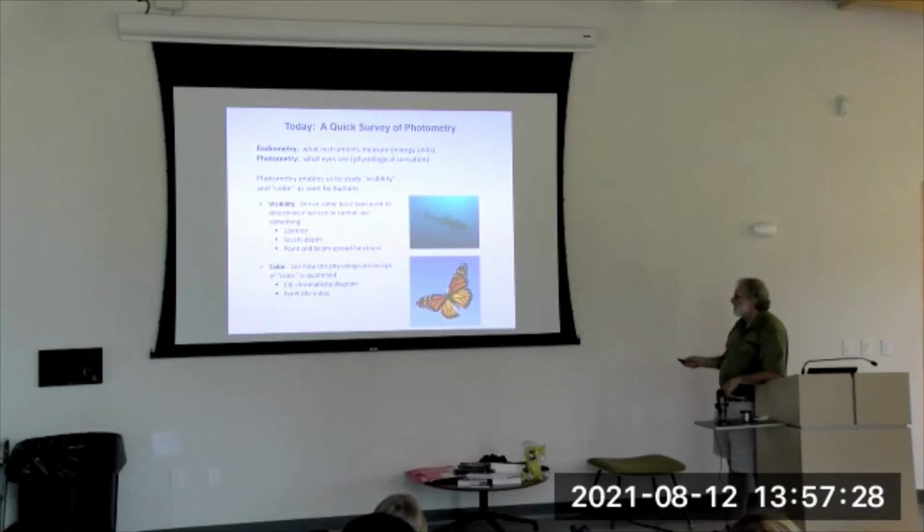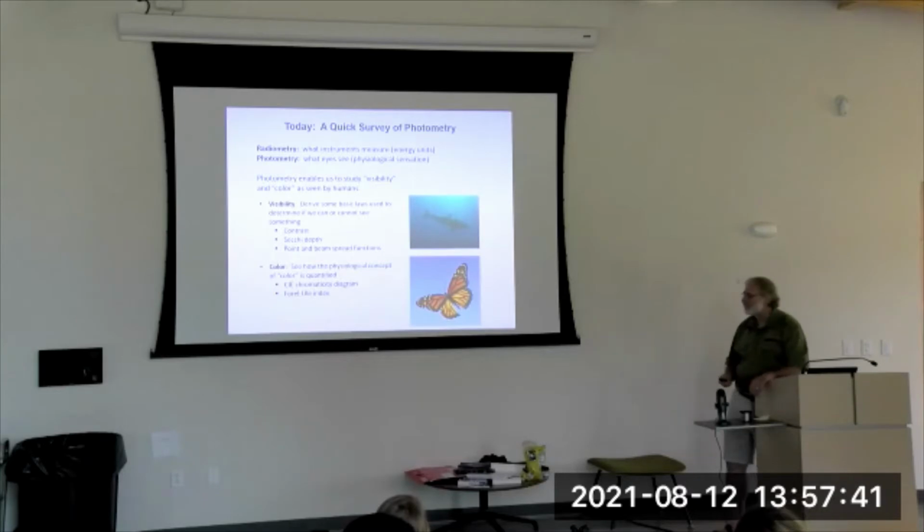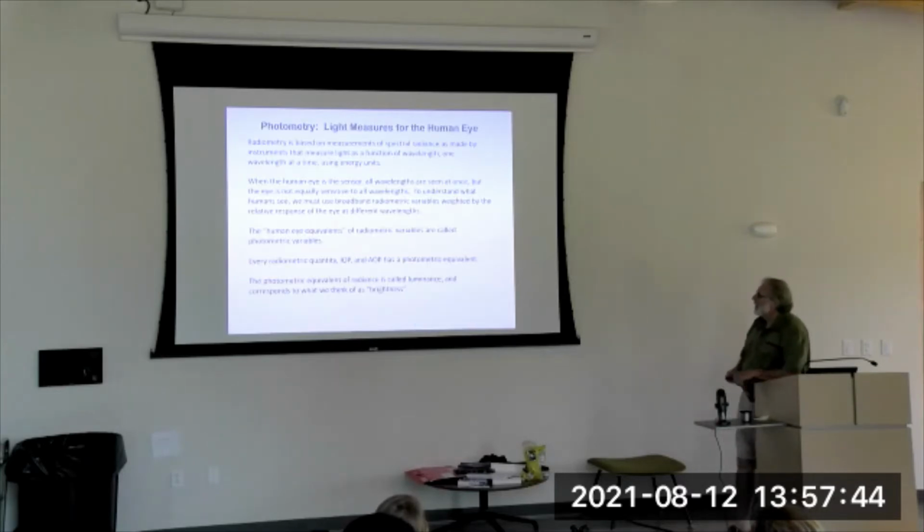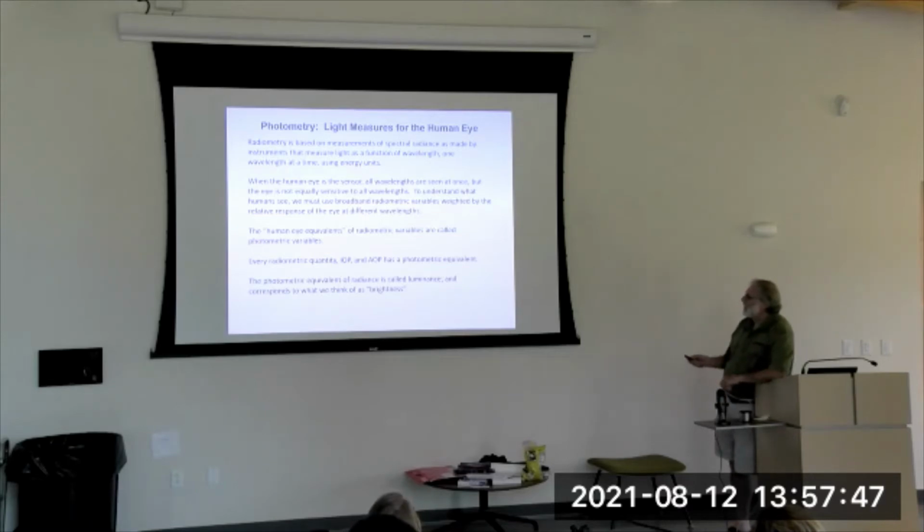So there's the real world with color, and there's nothing a radiometer is going to do very well that will tell you what a butterfly looks like. And there's something about visibility, you see this thing or you don't. As I said, when the human eye is the sensor, you're seeing all the wavelengths at once, but your eye is not equally sensitive to all wavelengths. And so we have to come up with these human eye equivalents of radiometric variables and IOPs and so forth. Those equivalents are called photometric variables.